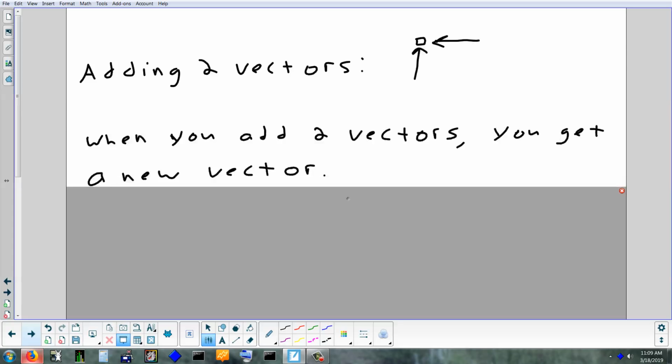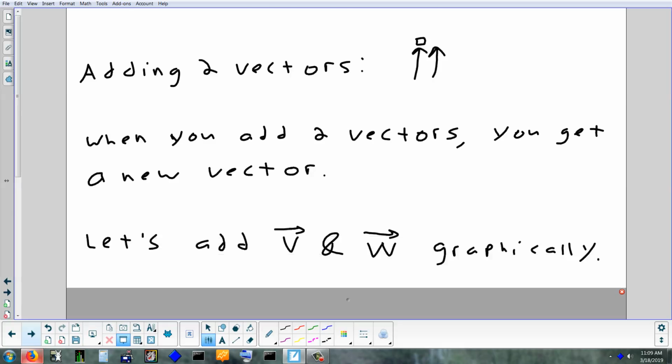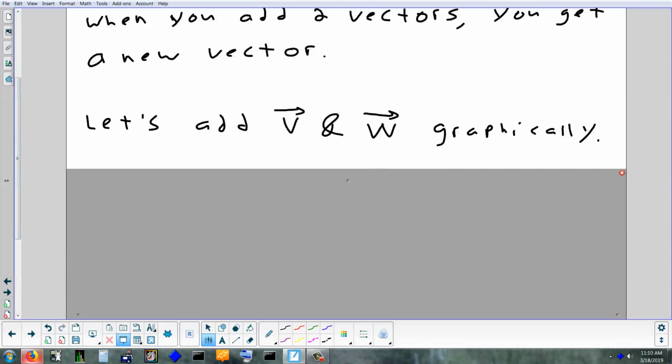If you were both pushing in the same direction, then what would happen in this case is the direction wouldn't change. But it's almost like the object would move twice as fast, right? If you kept the same amount of pressure the whole time. Right? There'd be twice as much force pushing on the object. Okay, so when you add two vectors together, you get a new vector. So let's look at how you can add V and W graphically.